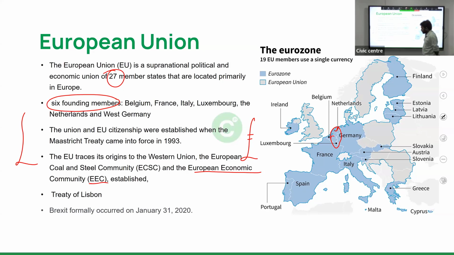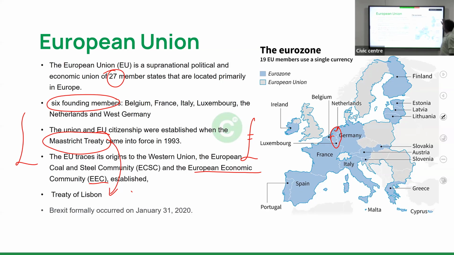This European Union has been established by the Maastricht Treaty. Very important, Maastricht Treaty. Then they wanted to reform it by means of the Treaty of Lisbon. Establishment by means of Maastricht Treaty. Reforms by means of Treaty of Lisbon. Both are related to European Union. Is it clear? Maastricht Treaty, Treaty of Lisbon, European Union.